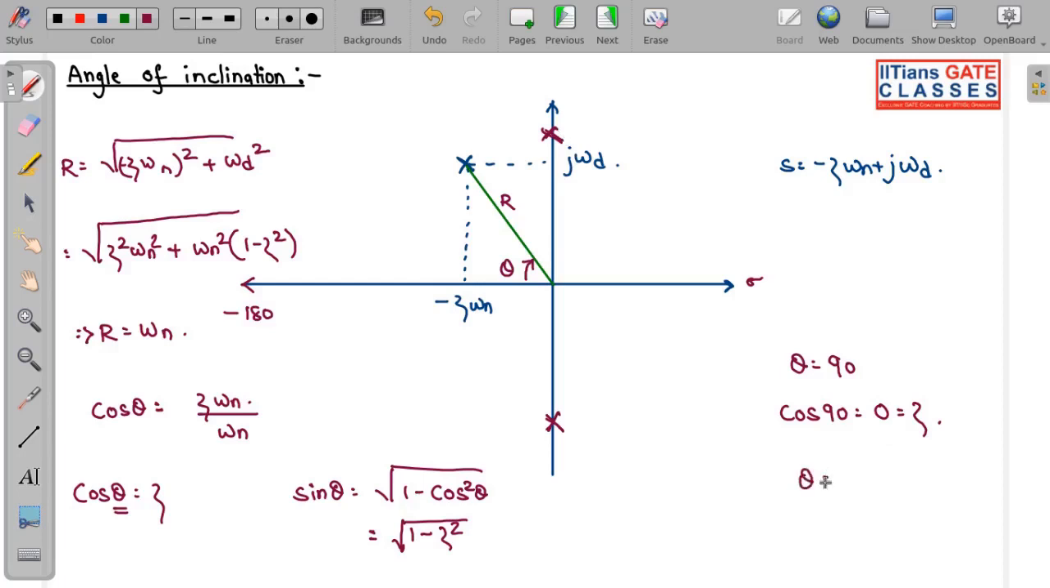When theta equals 0, cos 0 is equal to 1, which is equal to zeta. So when zeta equals 1, what does it mean? Your poles will lie over here, both the poles, at theta equal to 0. That implies basically that your system is critically damped. Okay, so this is the concept of angle of inclination.